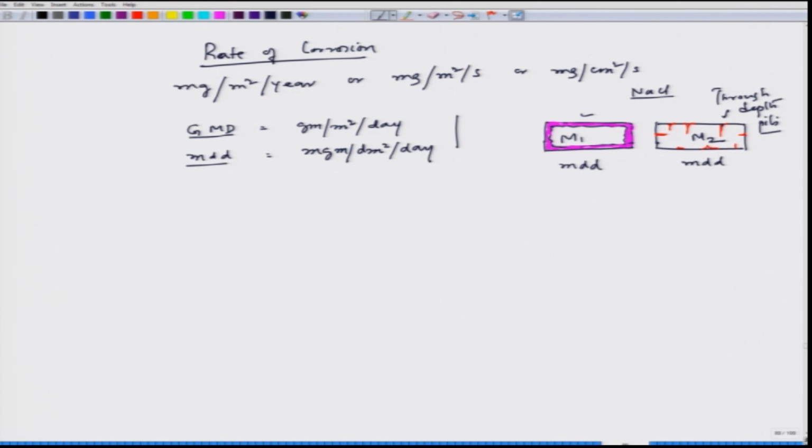By looking at this data, let us say this is 10 MDD and this is 2 MDD. By looking at these two data, can anybody understand that the character of corrosion is different? No, nobody would understand. Now, in this case it is not about uniform dissolution, it is basically localized dissolution.